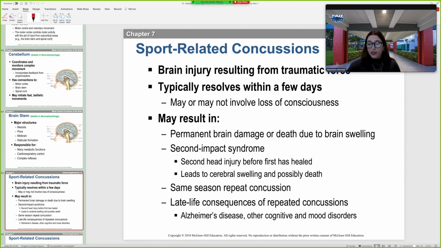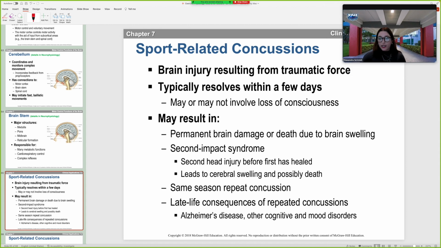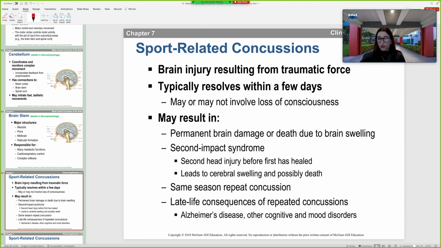Sports-related concussions. I'm not going to go too far into this. Basically, when you get a concussion, you get hit in the head really hard. You get a brain injury because of that traumatic force. It typically resolves in a few days. It may or may not involve a loss of consciousness, but it has a lot of negative effects. You could have permanent brain damage or death due to the swelling. If you get another concussion before the first concussion has healed, that is very bad. That could literally lead to death.